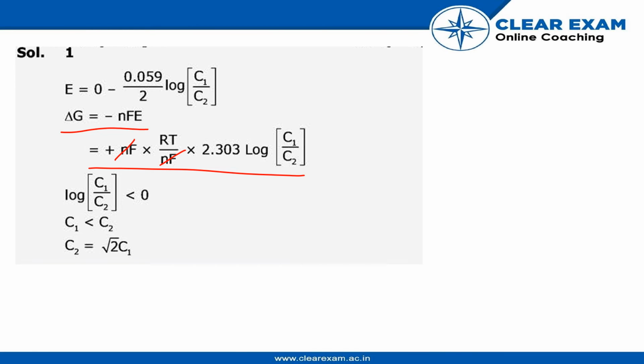So log C1 by C2 is less than 0 here. So we will take the anti-log on both sides to cancel the log out. So C1 is less than C2. So C2 is equal to square root of C1. So the correct option is first.